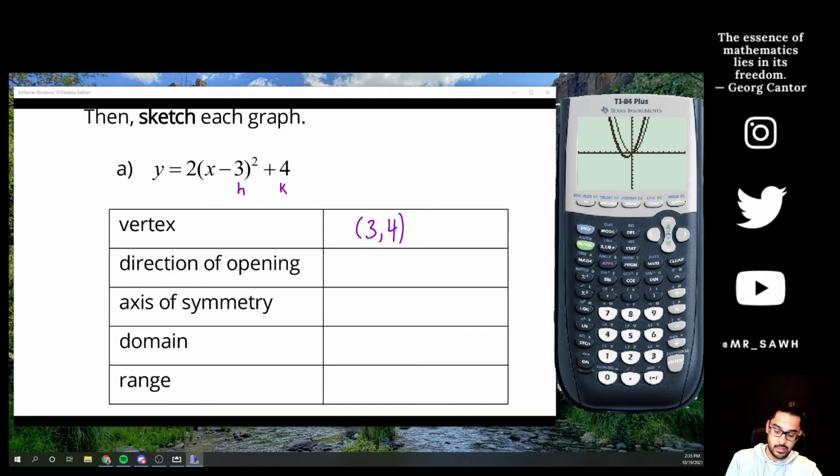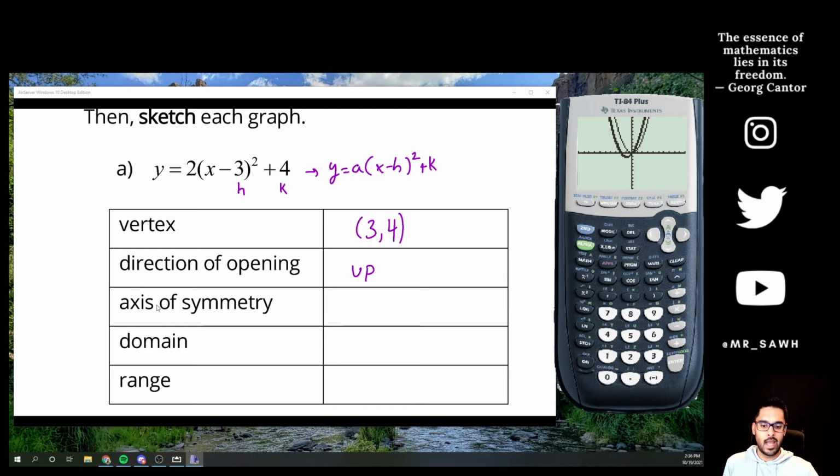And compare this to the generic one, right? Y equals a x minus h squared plus k. So I know that if there's a minus sign there, I just take the number as is. But if there's a plus sign instead, we're going to reverse the sign. Okay, here I know the direction of opening as well is actually a positive because I can see that this is a positive 2 in the front. So if it's a positive, I know we're going to open upwards.